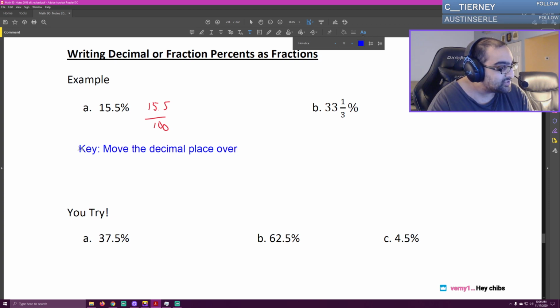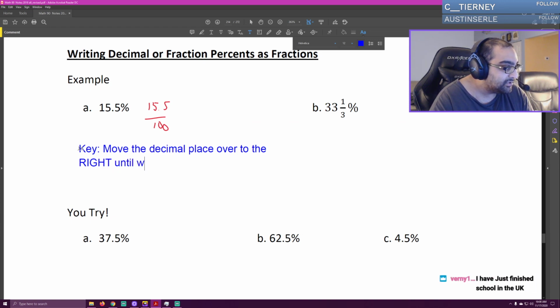All right, so move the decimal place over, and what we're going to do here specifically is move the decimal place over to the right until we get a whole number.